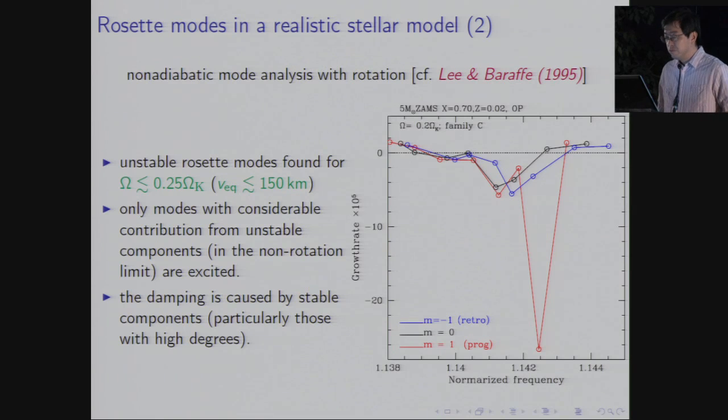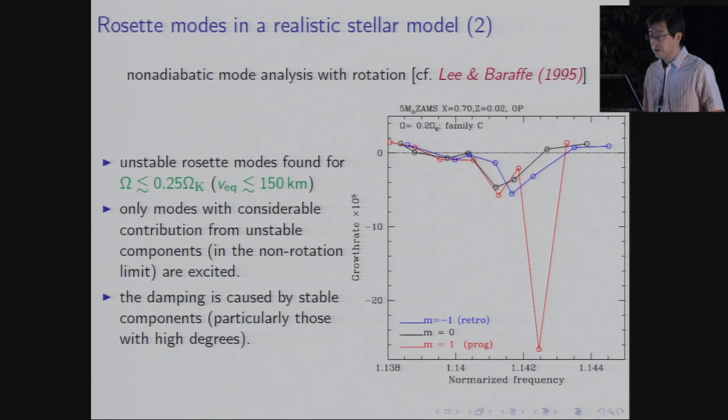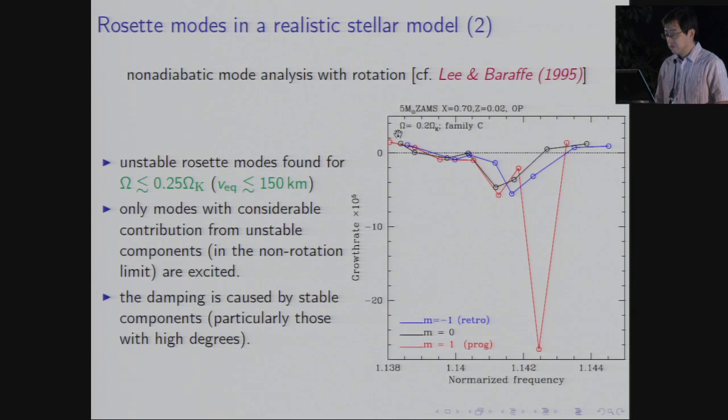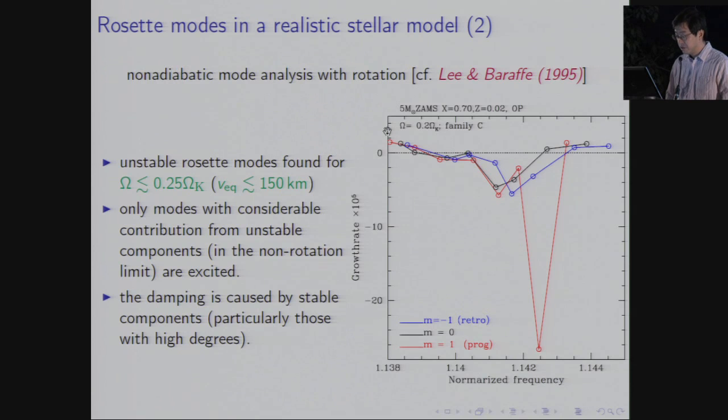And we move on further to compute non-adiabatic eigenmodes, non-adiabatic rosette modes, based on the program developed by Woo-Min Lee. And the result of the analysis is shown here. The vertical axis means growth rate, and the horizontal axis is the normalized frequency. So we see some rosette modes are actually unstable, and others are not.